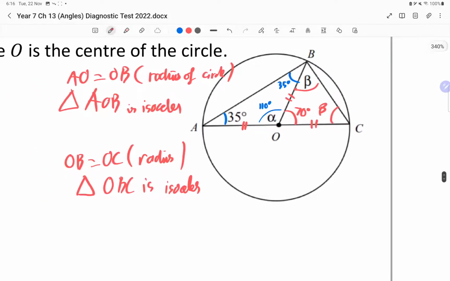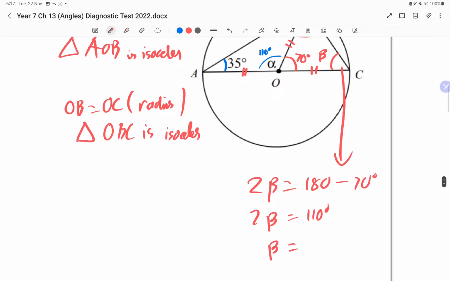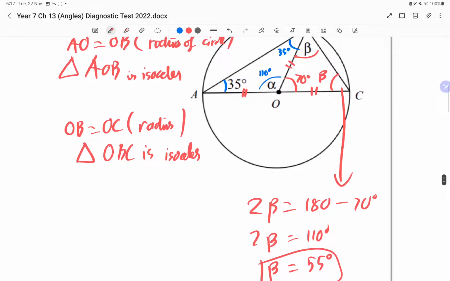It's 180 minus 70. 2 beta equals 180 minus 70, and then 2 beta equals 110. So beta equals 110 over 2, which is 55 degrees. Okay? Make sense?